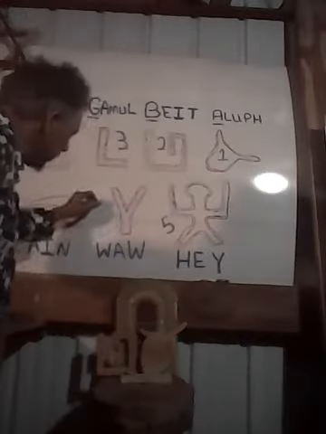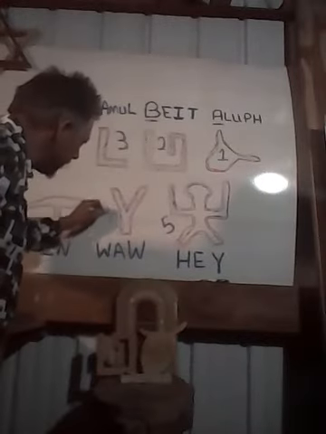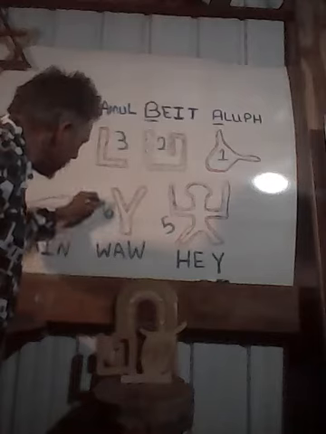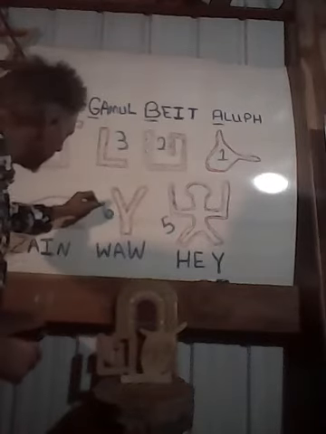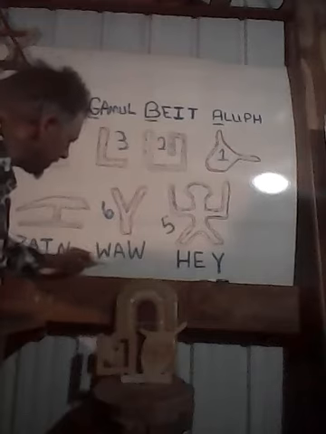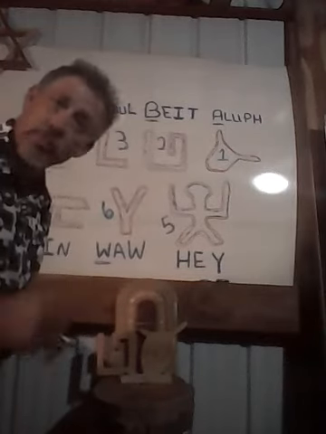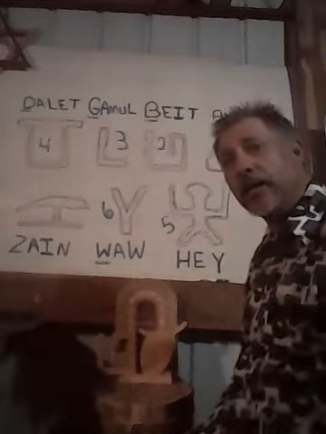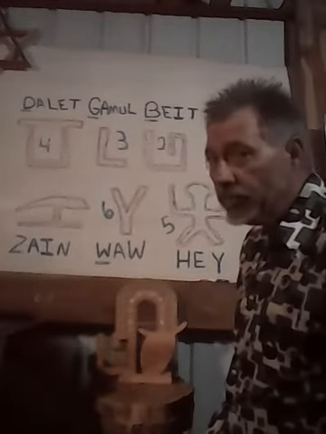So we're going to put a 6 here. Okay? So we got 6. And it's the sound of a W, or sometimes a U. And then we got the Zain. The 7th letter is the Zain, and it means a plow.